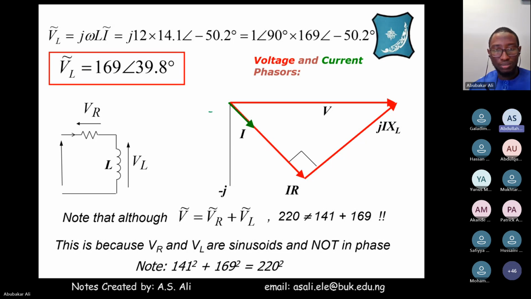Sir, please, this phasor diagram, can you come back? Okay, Raji, what's your question? Is it the same? Okay, it was not a question. Okay, so now let's look at the phasor diagram.